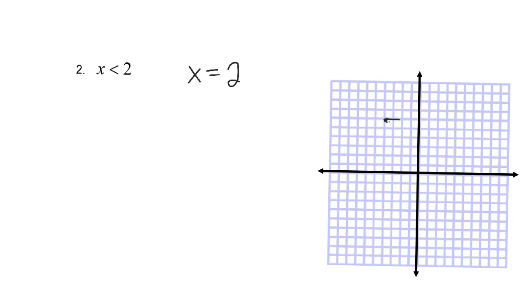So all you do is draw a line that goes through 2 comma 0. Now the question is, should that be a solid line or a dotted line? It should be a dashed line because it's less than. So this symbol indicates I will have a dashed line. So I'm just drawing a dashed line like this.